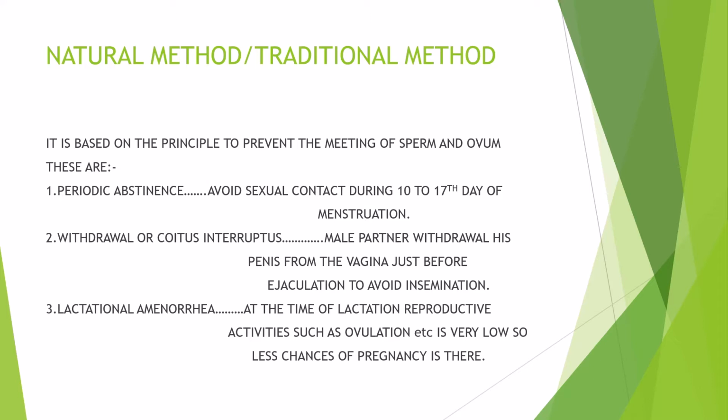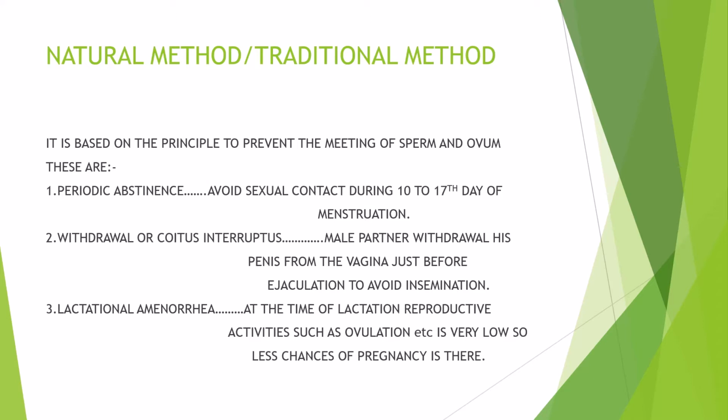The second method is withdrawal, or coitus interruptus. In this method, the main responsibility lies with the male partner, who withdraws his penis from the vagina just before ejaculation. In ejaculation, the semen with the sperm is released. If the ejaculation occurs outside the vagina, it means we stop the process of insemination. If insemination is stopped, then the sperm do not reach the female fallopian tube.